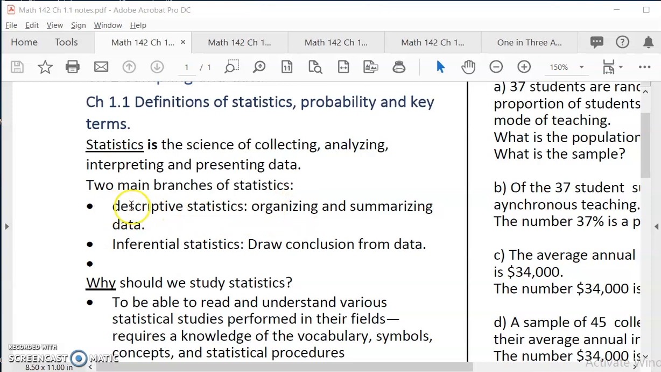So there are two main branches of statistics. One is called descriptive statistics. The main goal is organizing and summarizing data, meaning presenting the data that they collect. The second one is called inferential statistics, where you get data, but then you draw conclusions from it. You might make decisions based on the data that you have.